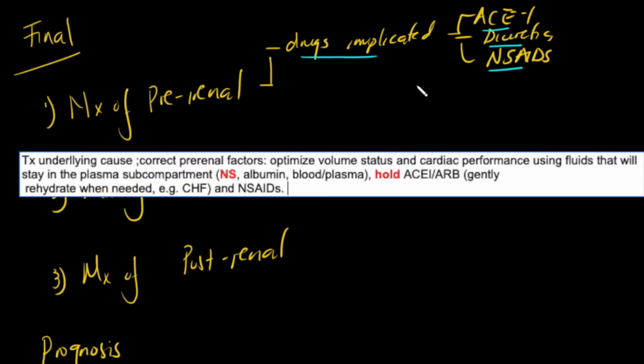Correct the underlying cause. If the patient was bleeding, if the patient is in heart failure, a patient has sepsis, whatever, correct that cause. And you optimize the volume status absolutely, and you improve the cardiac performance using fluids. That will normally stay in the plasma compartment as we have highlighted. And of course you want to hold your drugs. Especially these 3 drugs are typically implicated in pre-renal failure.